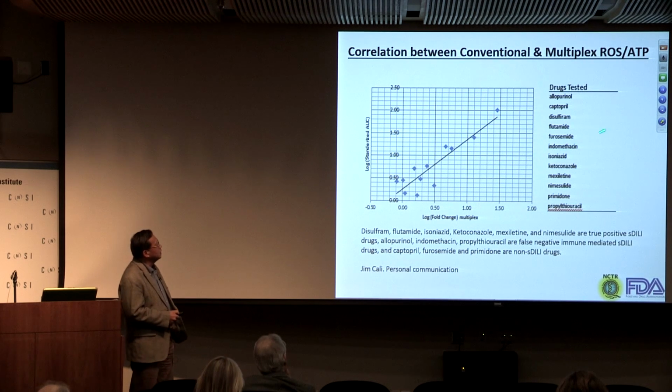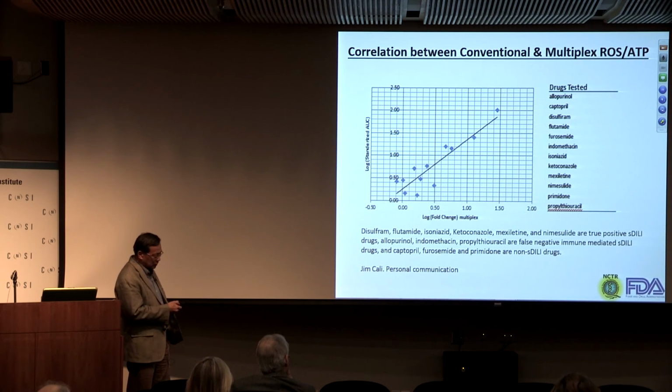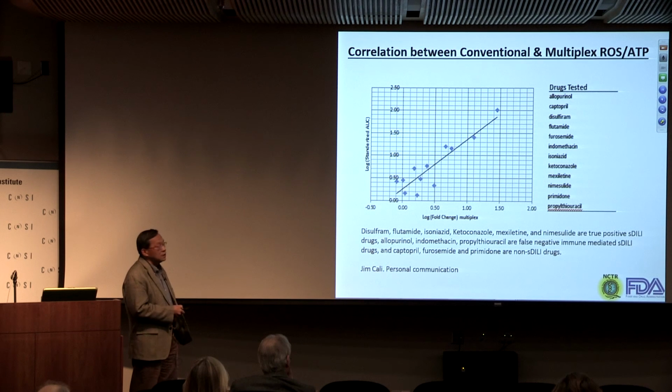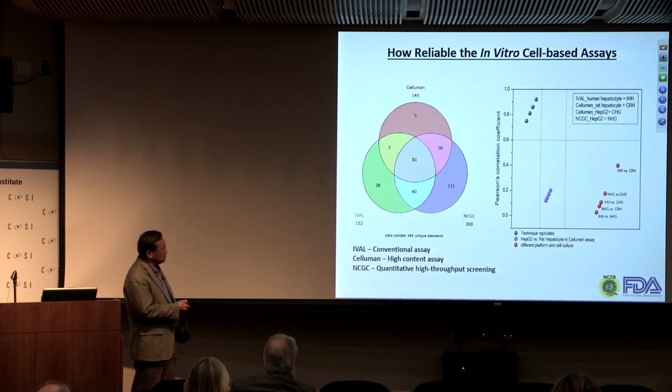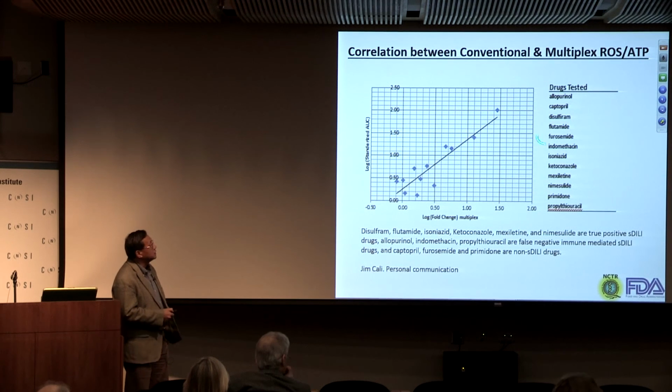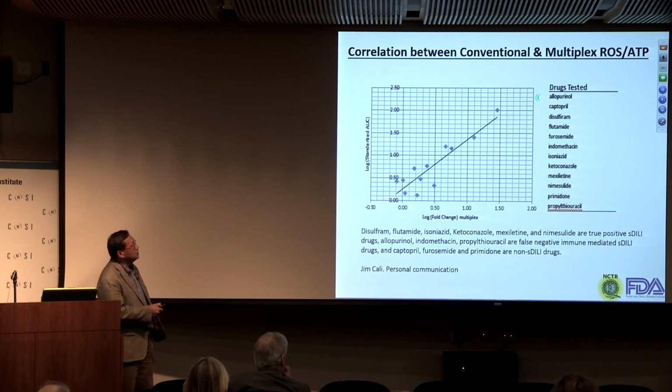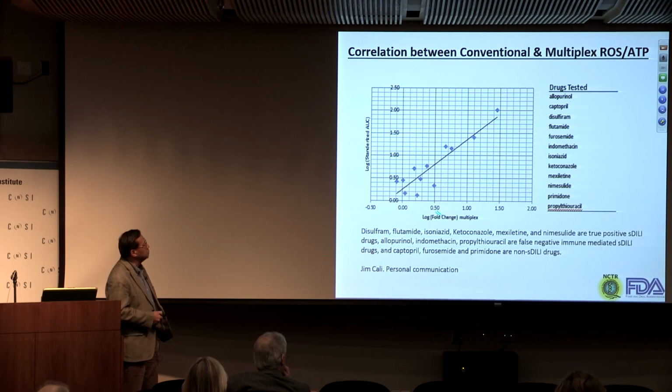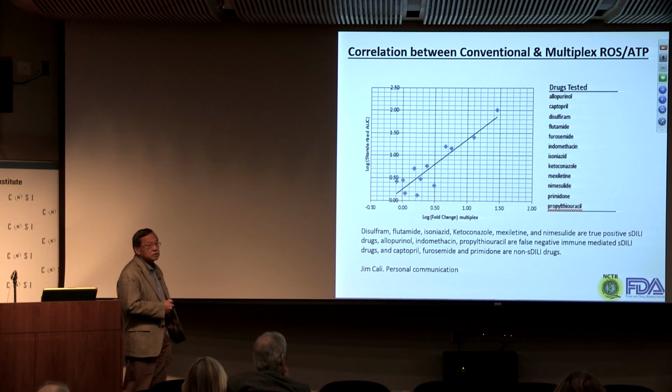So here is the collaboration with Jim Kelly. We sent them 12 drugs. So we run the ROS-ATP, which is a conventional, separate assay, then we combine the values together. Jim's group developed a very nice multiplex assay. We sent them 12 drugs, some severity drugs, some non-severity drugs. You can see a nice correlation between the multiplex and the conventional method.